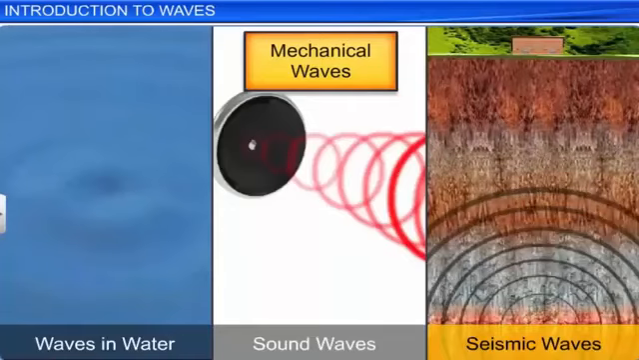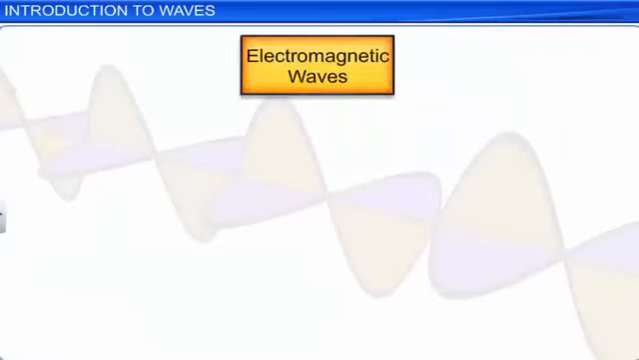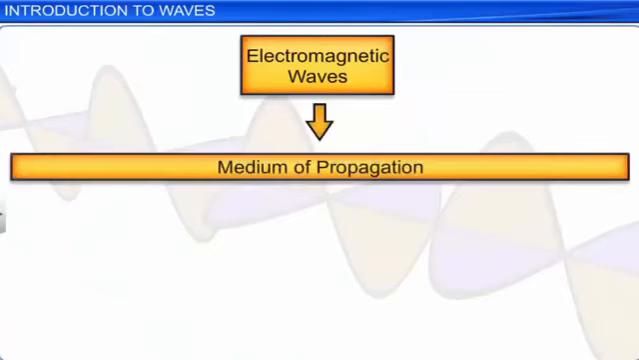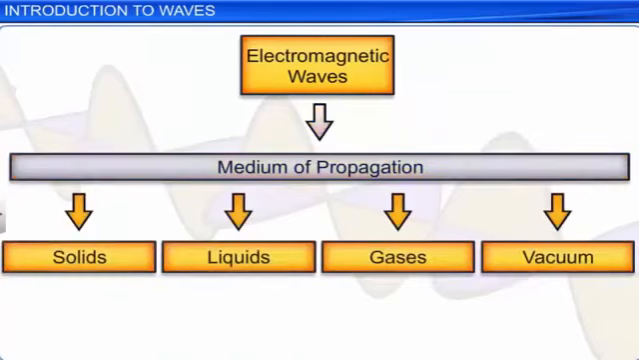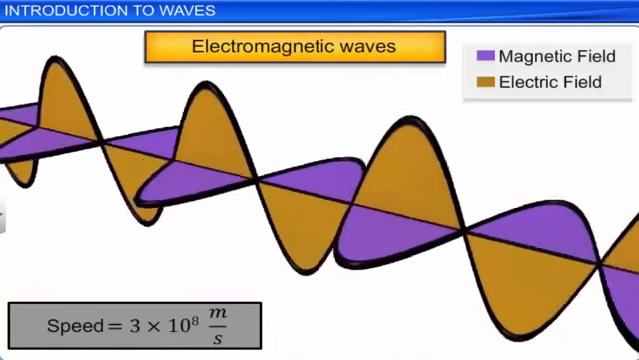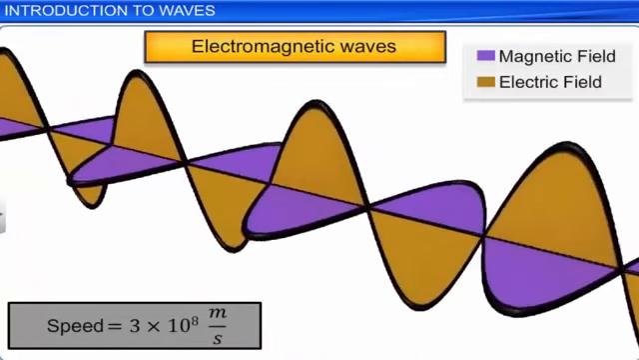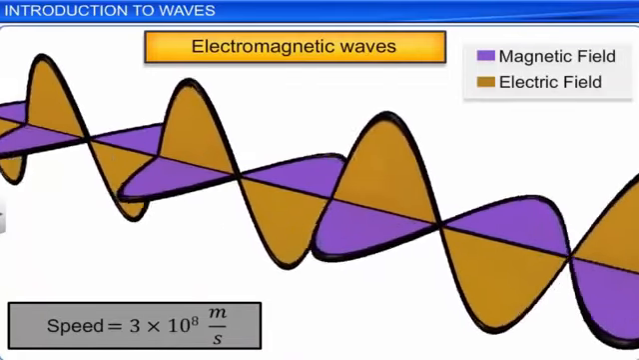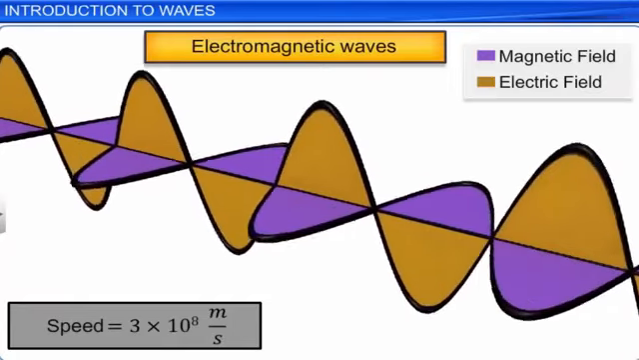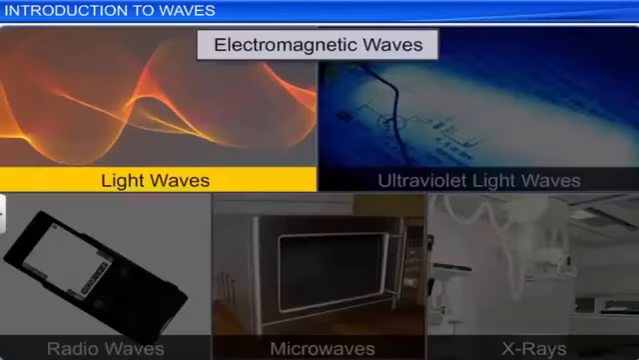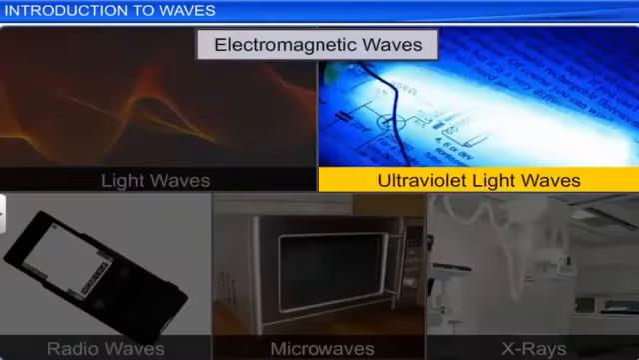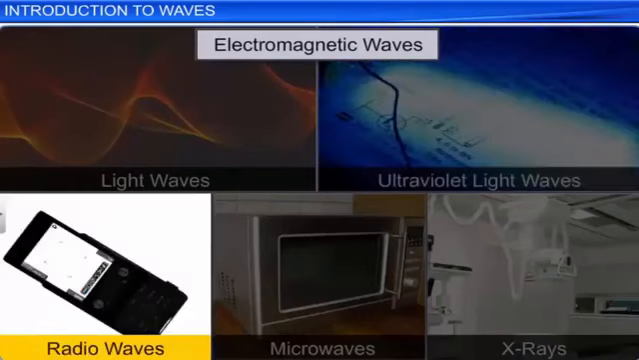Electromagnetic waves do not require any medium for propagation. They can travel through a vacuum too. They travel with a speed of nearly 3 times 10 to the power 8 meters per second. Light waves, ultraviolet light waves, radio waves, microwaves, and X-rays are some examples of electromagnetic waves.